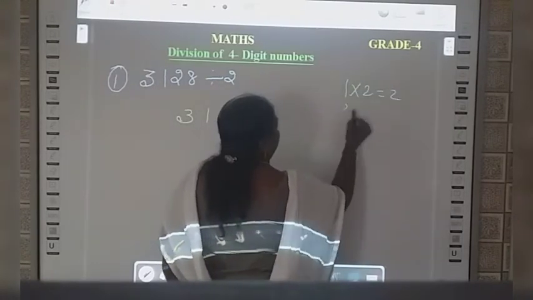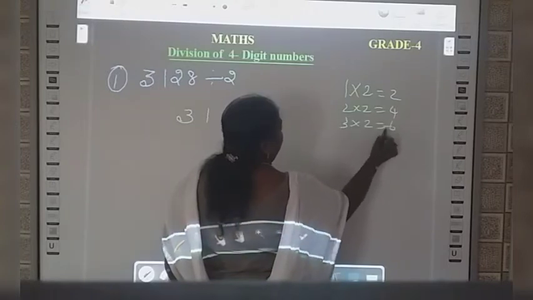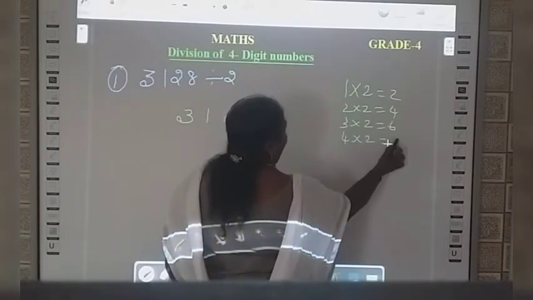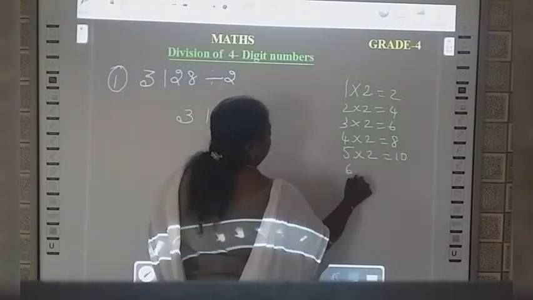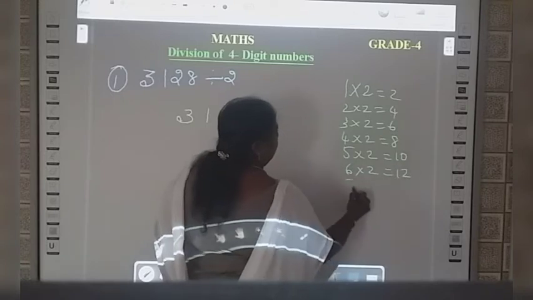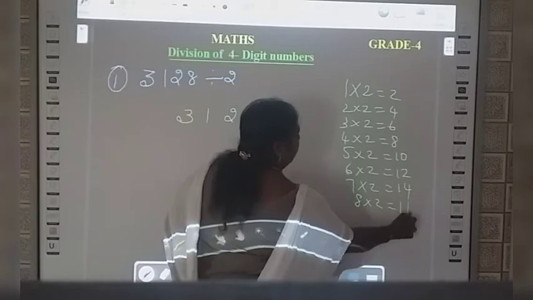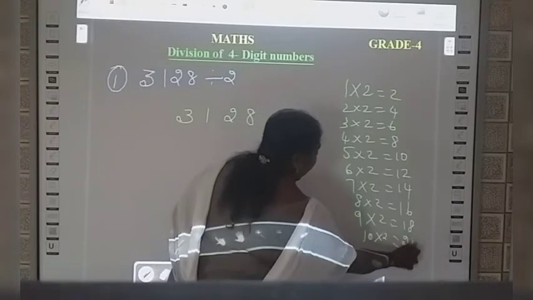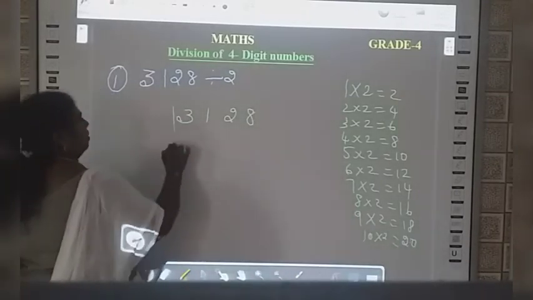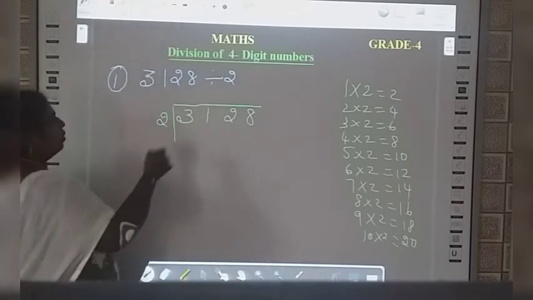1 2 is 2, 2 2s are 4, 3 2s are 6, 4 2s are 8, 5 2s are 10, 6 2s are 12, 7 2s are 14, 8 2s are 16, 9 2s are 18, 10 2s are 20. Okay, see? So 2 is here. Now we can write.